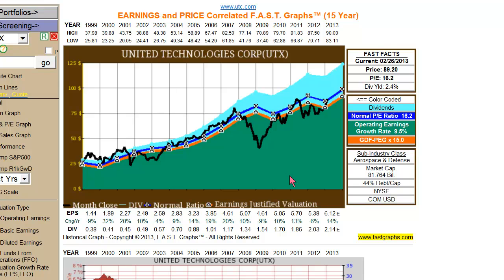In future videos, we'll talk about performance and how FastGraphs calculates performance. But this is a simple introduction to the historical FastGraph, and this is a complete graph. We have earnings, normal PE ratio, monthly closing stock prices, and dividend.